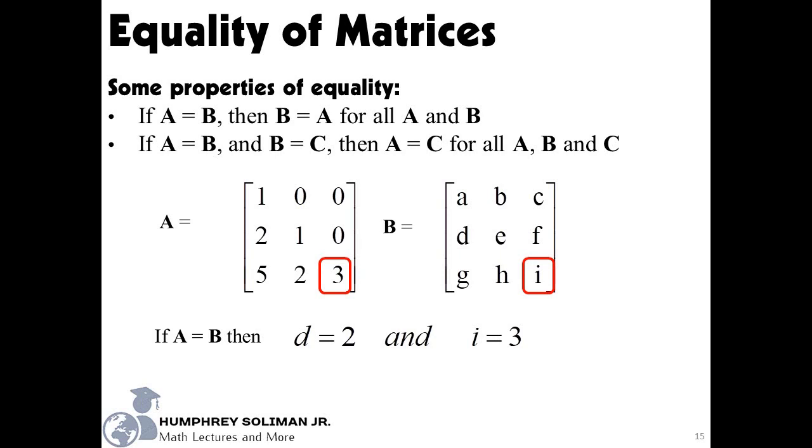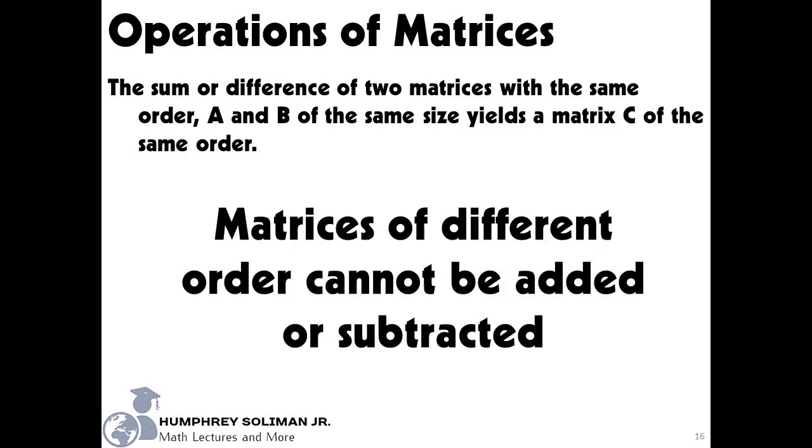Okay, now, let's proceed to operations of matrices. The sum or differences of two matrices, with the same order, A and B of the same size, yields a matrix C of the same order. It is important to remember that matrices of different order cannot be added or subtracted.